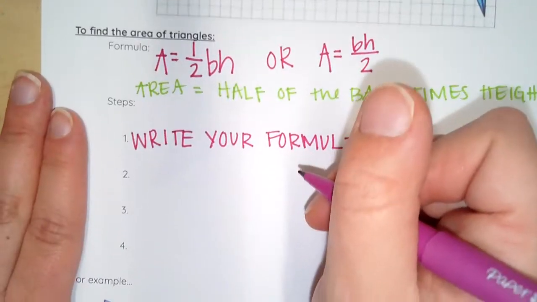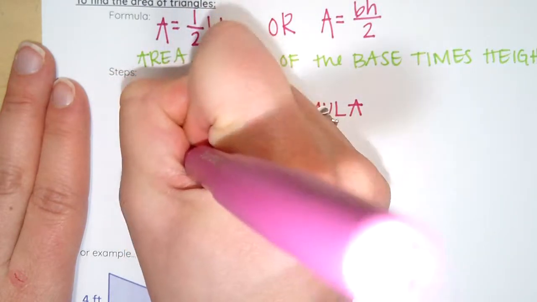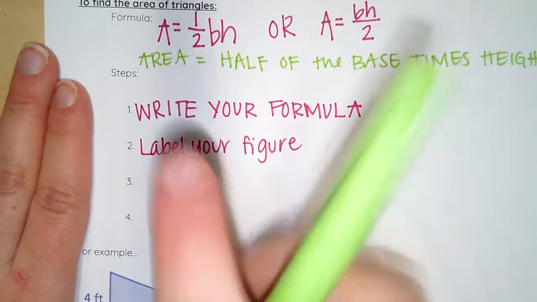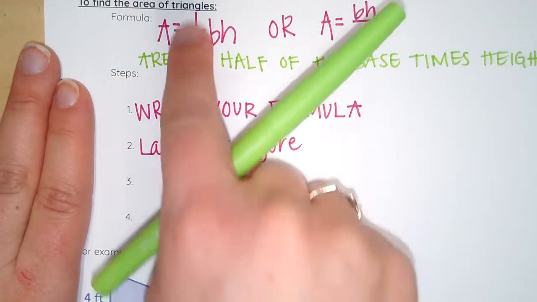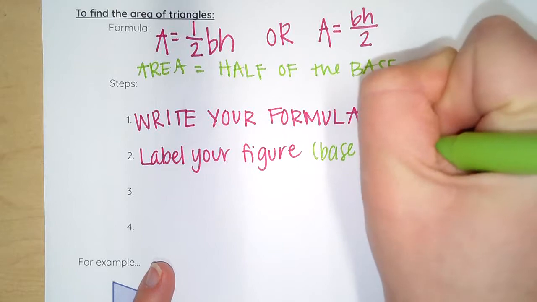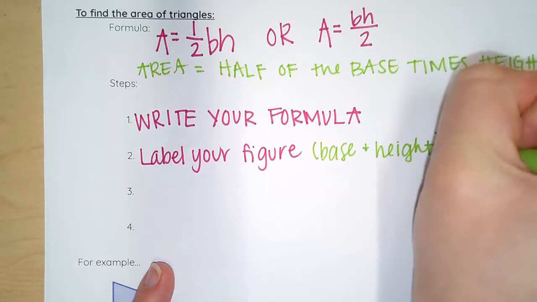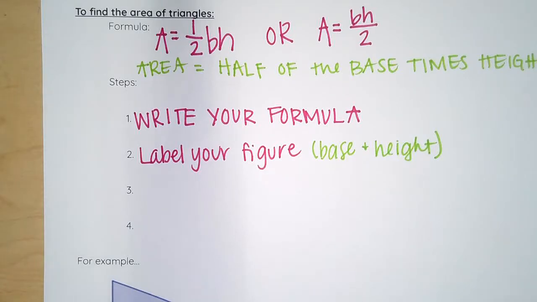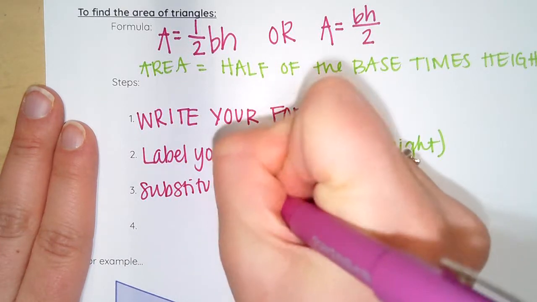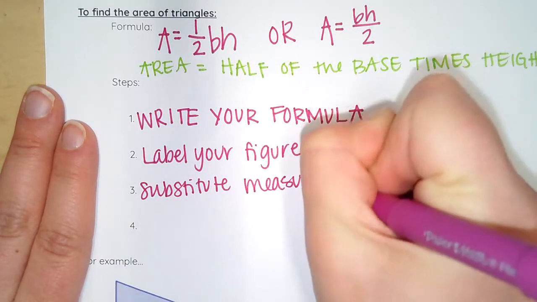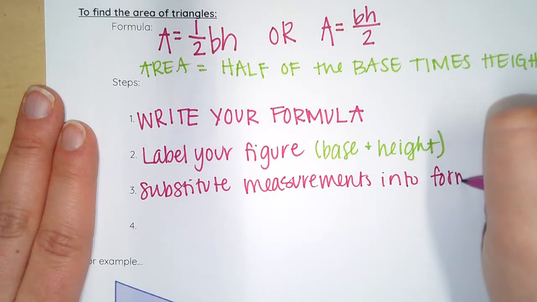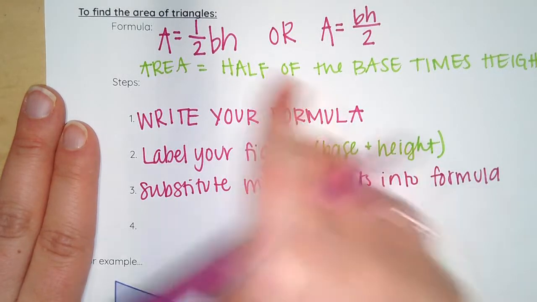Step 2 is to label your figure. So we look at the formula and we see that we already have that half. That doesn't change, but we need to know our base and our height. So we would go ahead and label the base and height on every triangle. Step 3 would be then to substitute the measurements into your formula. So you would take the base and height that you labeled and substitute them in for those variables here.